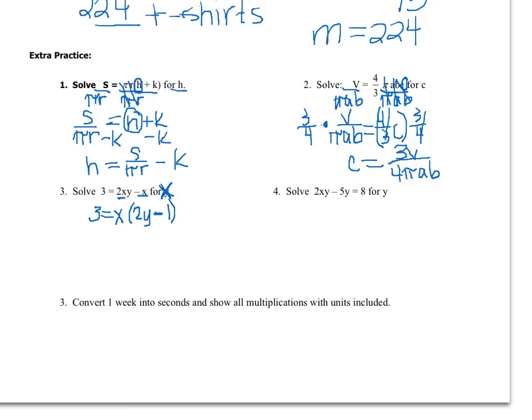I'm trying to solve for x, so I want this alone. I need to move this whole piece. Since they're multiplied, we're going to undo it by dividing. So I'll undo it by dividing by 2y minus 1 on both sides. So I have 3 divided by 2y minus 1 equals x. And you could have x equals 3 divided by 2y minus 1.